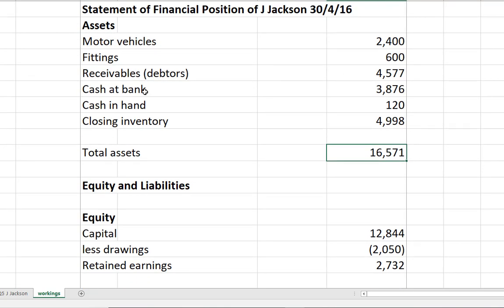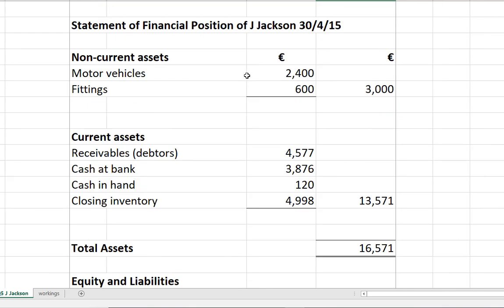And the only thing that's left to do is divide the assets between long-term, so resources that are going to be there for at least a year from the end of the balance sheet date. So the year end is April 16. Would you expect your motor vehicles and your fittings to last longer than a year? And you would. So they get divided up into non-current assets, and the current assets are the other assets, which you don't expect to stay the same for a year. And that's the only difference.